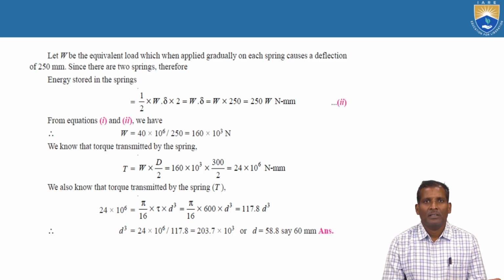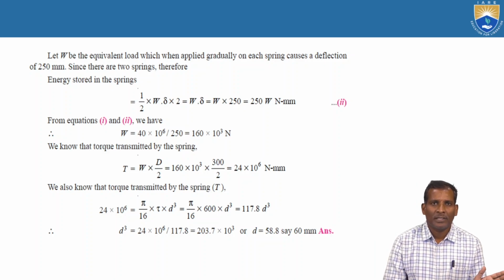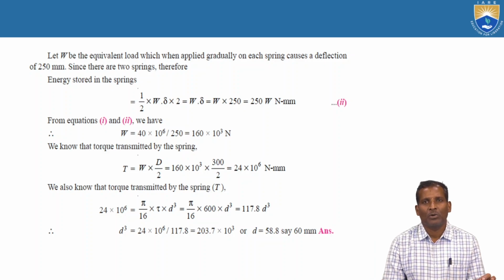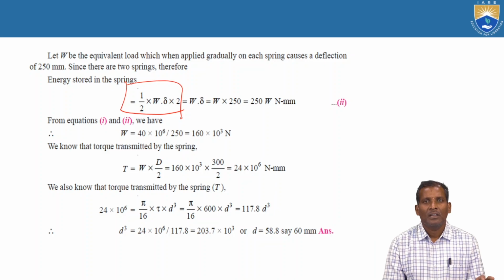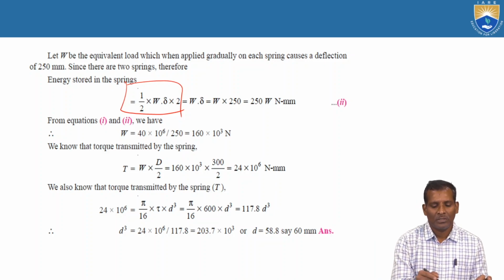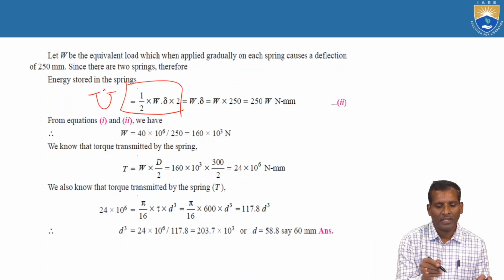So here, let's take W as the equivalent load. When a load is applied on each spring, the deflection is 250 mm. See here, the given springs are two springs. Therefore, the energy stored in the spring is half into W into delta into 2. So this is the strain energy, U.